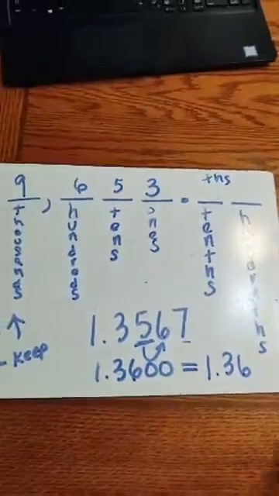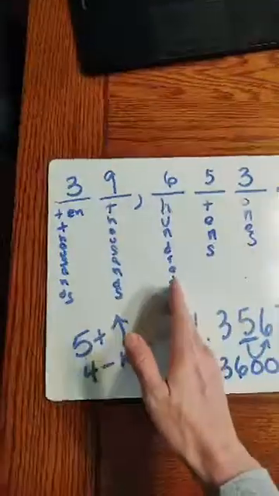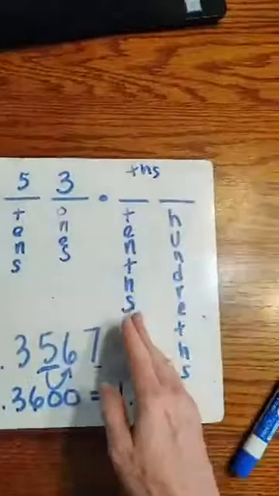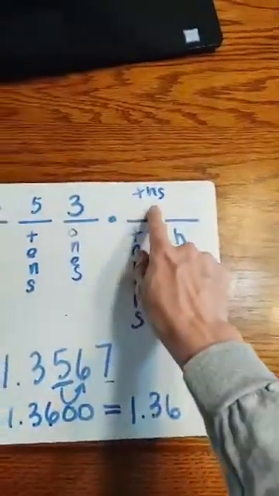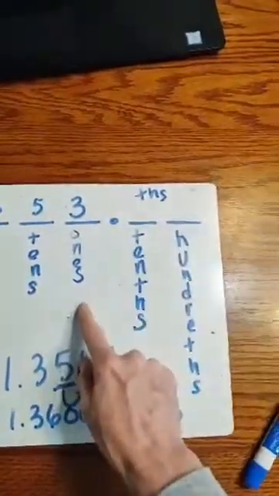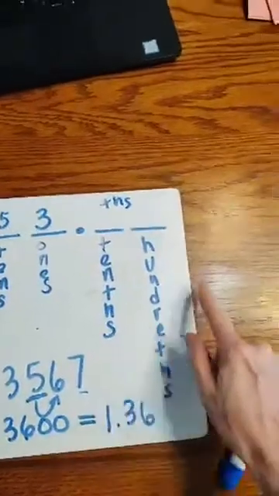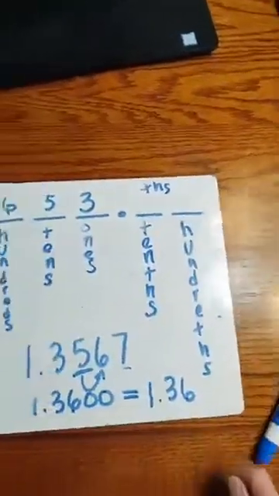Alrighty, guys. So remember our places. We have ones, tens, hundreds, thousands, 10,000s, 100,000s, millions, 10 millions, and 100 millions. And our decimals, remember, have that THS on the end. There's no ones place. We go tenths, hundredths, thousandths, 10,000ths, etc.